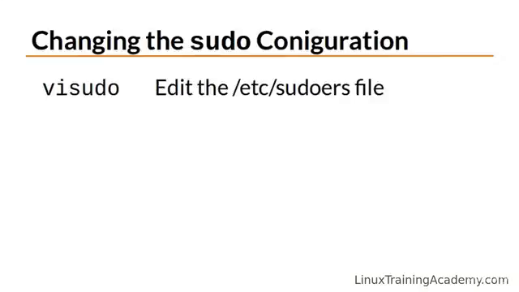If you need to modify the sudo configuration, use the command visudo. It effectively starts the vi editor and edits the /etc/sudoers file. The visudo command has to be executed with root privileges. This means that you either need to switch to the root account and run visudo, for example, su space root, then run visudo, or run sudo visudo as your own account.